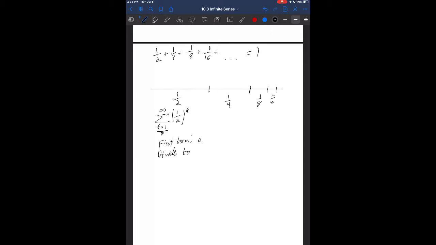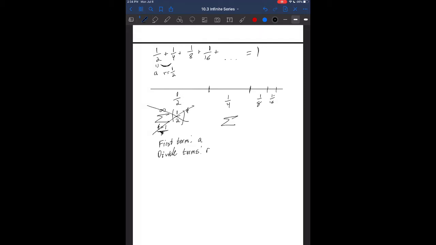And then if we divide terms, this is going to give me my r value, right? 1/4 divided by 1/2 will give me 1/2. 1/8 divided by 1/4 will give me 1/2, so on and so forth. So I can see from this sequence right here, my a value is going to be 1/2, and my distance between these two terms is going to be 1/2. I'm multiplying by 1/2 each time to get my next term.